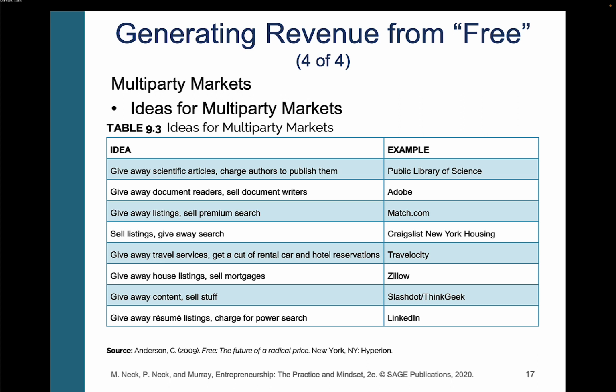Zillow, give away house listings, sell the mortgage. LinkedIn, give away resume listings, charge for power search. LinkedIn is really good at that. You can go and look for free stuff, but if you want someone to help you with your resume, then of course, here you go, right? You charge for that service.